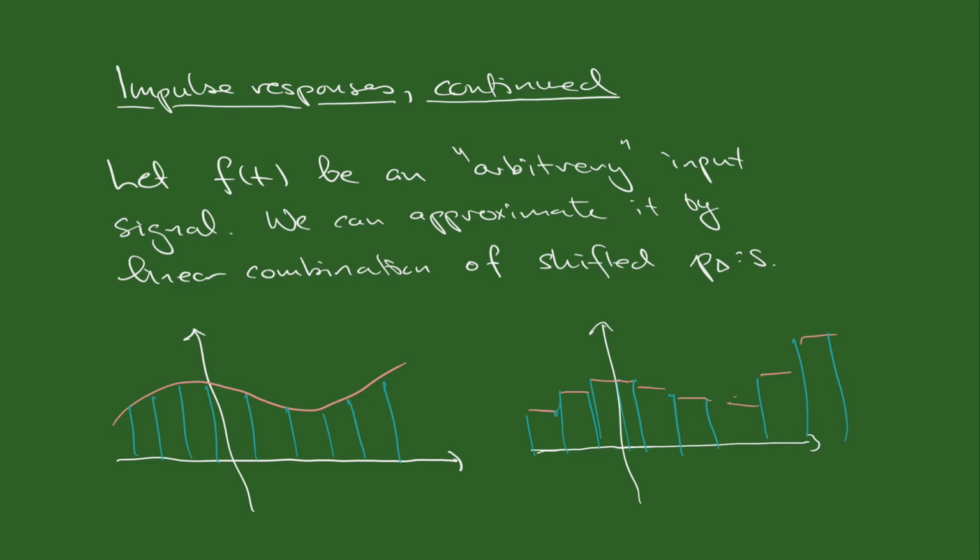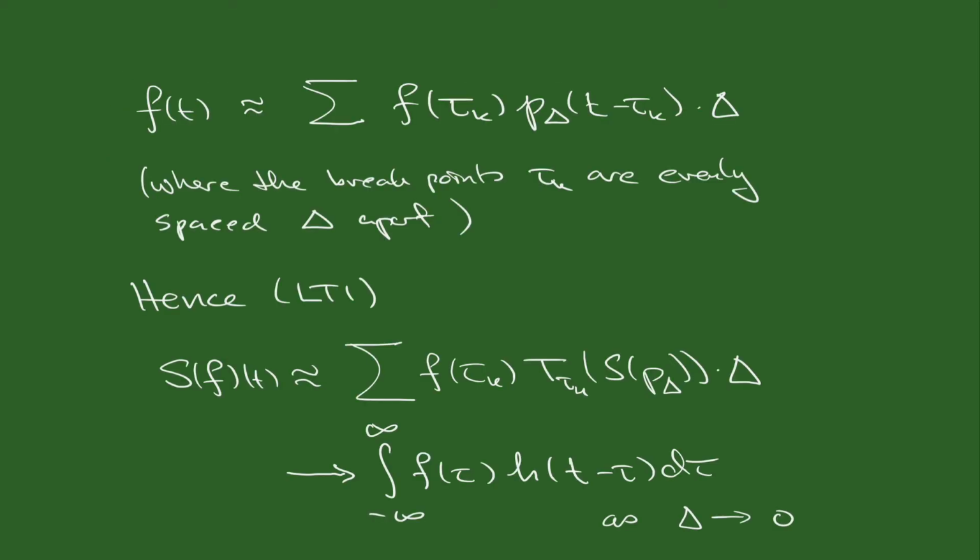And we're going to do something similar here, because any reasonable input signal can be, as I said, approximated by rectangles, or if you prefer, the input signal itself can be approximated by a linear combination of rectangular pulses. And since we have a linear time invariant system, we can easily compute the system response to such a linear combination of rectangular pulses.